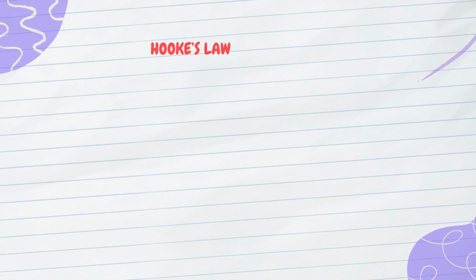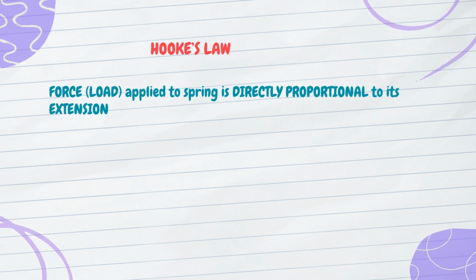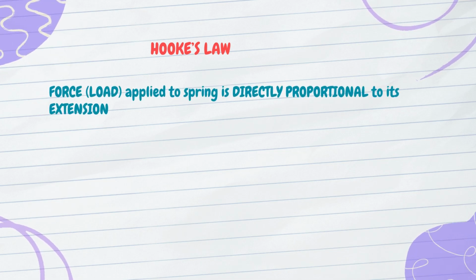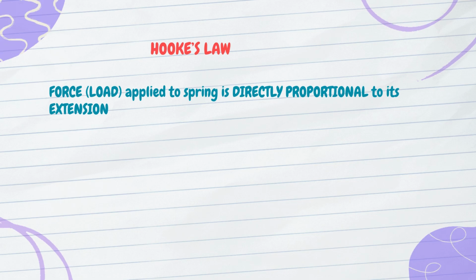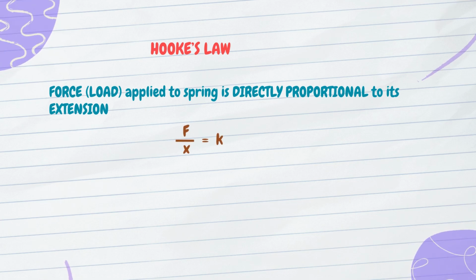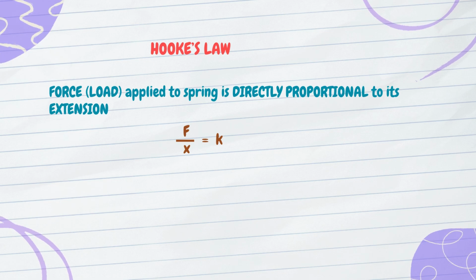To recap, the force acting on a spring is elaborated by Hooke's law. Hooke's law states that the force, or load applied to the spring, is directly proportional to its extension, provided it does not pass the elastic limit. The law is mathematically expressed as load over extension is equal to a constant.